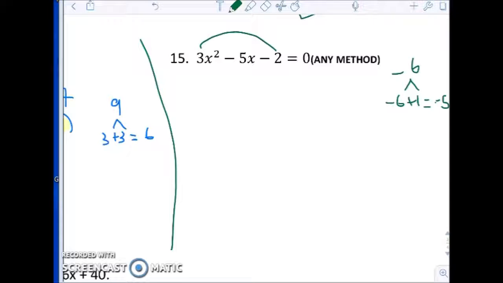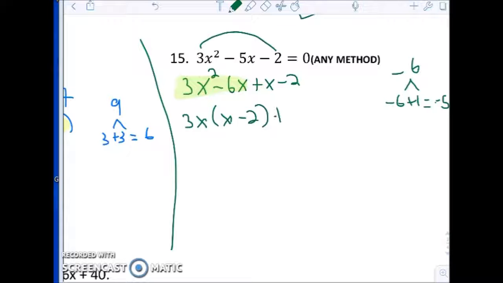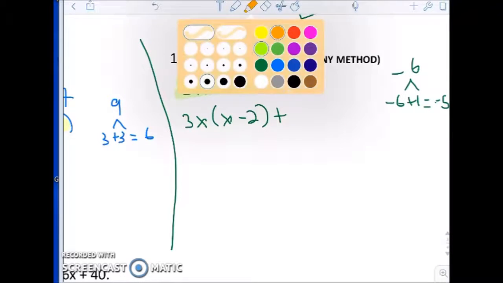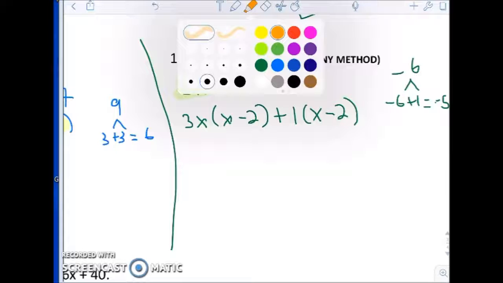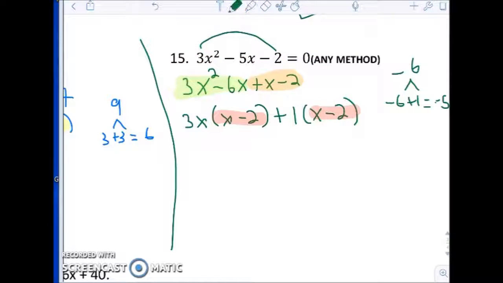You could do slide and divide. I'm going to use factor by grouping. So I'm going to start by rewriting that -5x to be -6x plus x minus 2. In my first group, I'm going to factor out a 3x. That leaves me with x minus 2. In my second group, there is no common factor, so I'm going to write down a 1 to keep track and have x minus 2. And now I have a common parentheses, x minus 2 and x minus 2, so I write that down.